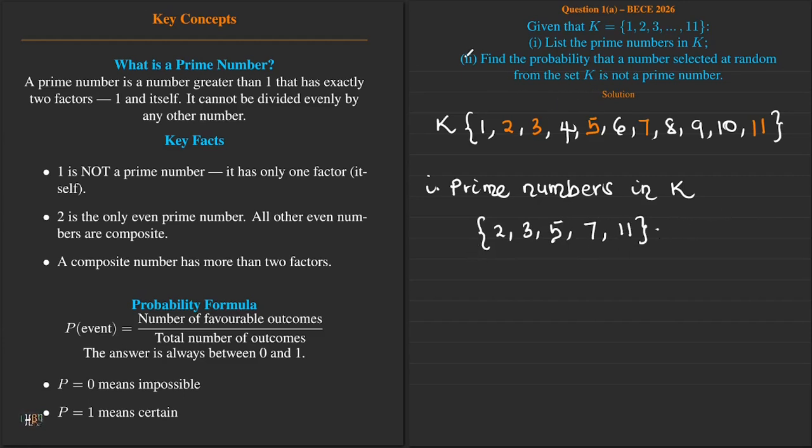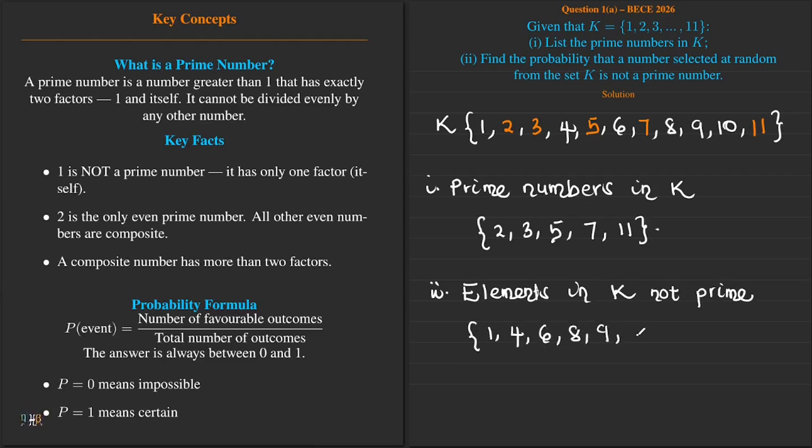Then we come to the second question. It says you should find the probability that a number selected at random from the set K is not prime. So for those that are not prime, they are those that are in white now. We should first of all write them out as a set. The elements in K that are not prime are 1, 4, 6, 8, 9, and 10.